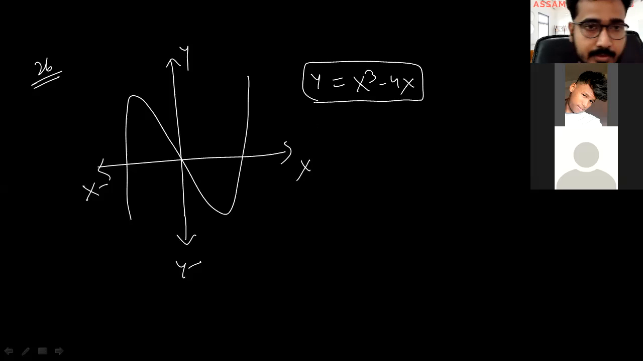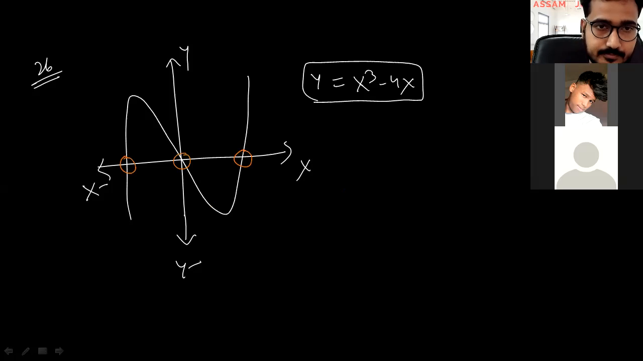Now tell me, how many solutions does it have? 3. Why? Because it cuts the x-axis at 3 points. This is the first point, this is the second point, and this is the third point. So it has 3 solutions, because it cuts the x-axis at 3 points.